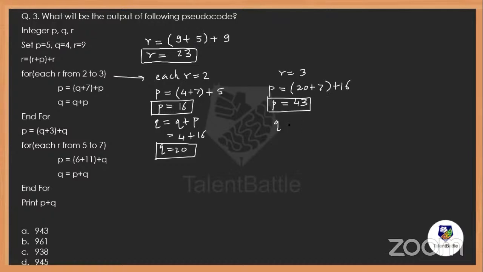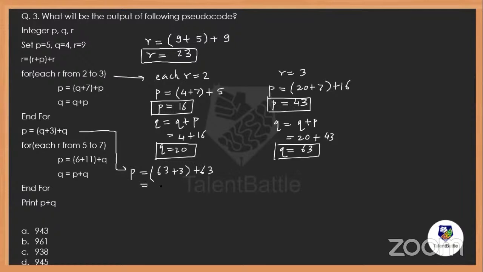And Q is equal to Q plus P. Updated value of Q is 20 plus latest P update is 43. So that will give me 63. So updated value is Q equals 63. Now this for loop is completed. Then again you are calculating P. So for this expression, again calculate P, Q plus 3. So 63 plus 3 plus 63. That gives me 129. So the latest updated value for P is 129.